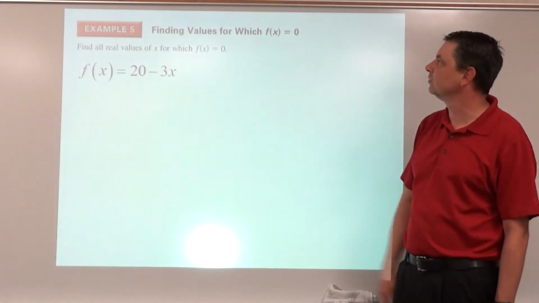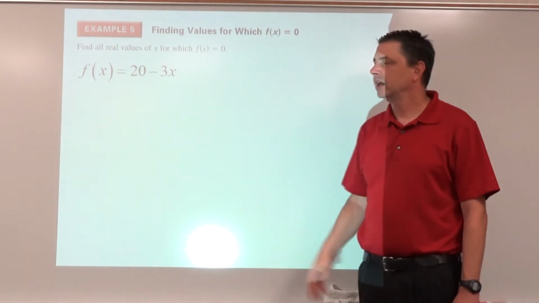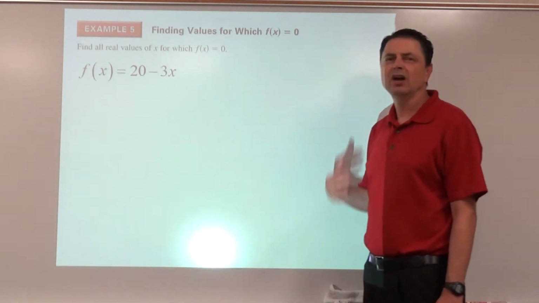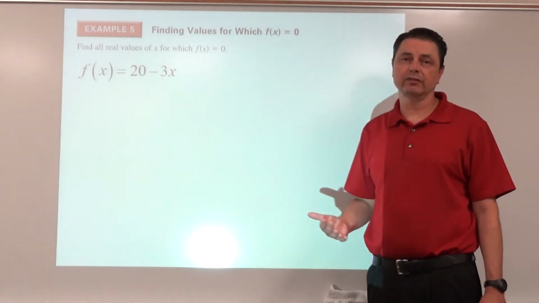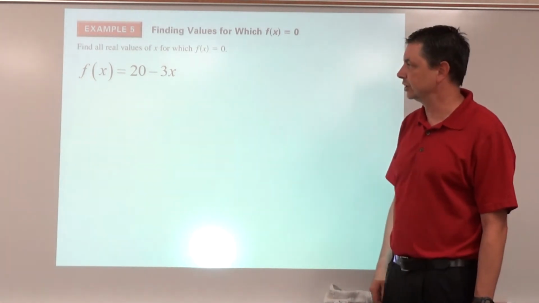Next example, example 5, finding values for which our function is equal to 0. And we'll talk about this much later. We're really saying we're finding the zeros of the function. Values of x that make the function equal to 0.